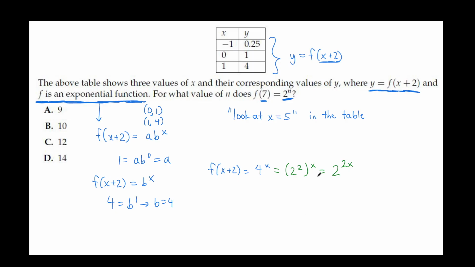Well, in this case, I could do a shift here and try to get it back to f of x, but I know that I just want to get 7. So if I just plug in a 5 right here, that's going to make it 7 here. This would be 2 to the 2 times 5, and that would be equal to 2 to the 10. Well, if I want to compare this to 2 to the n, then it looks like n has to be equal to 10.